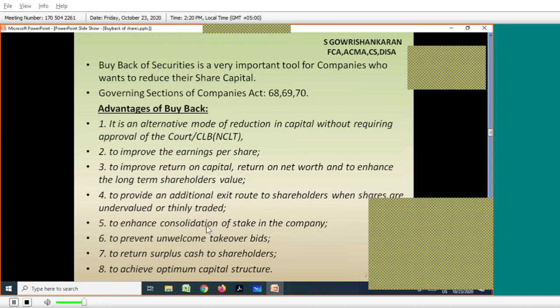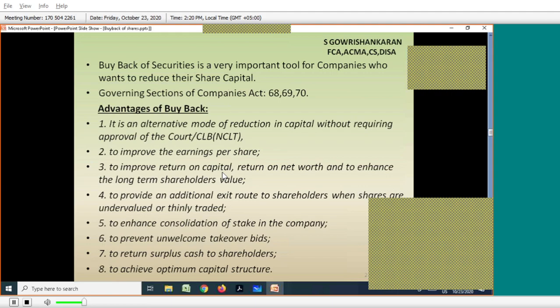So I am buying back the shares. Why am I buying back? Because the bank is saying you should have a 2:1 debt equity ratio, then only I will give you the loan. So I have to get the optimum capital structure. So this is the main reason for buyback.